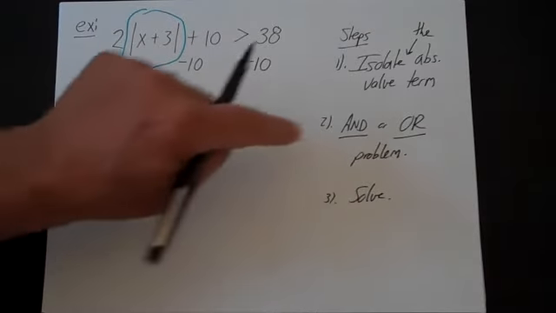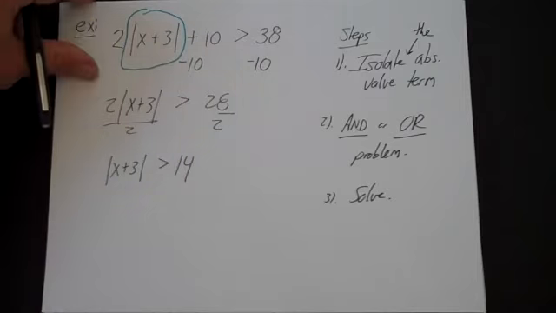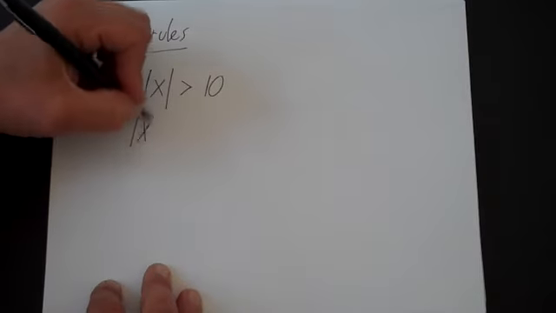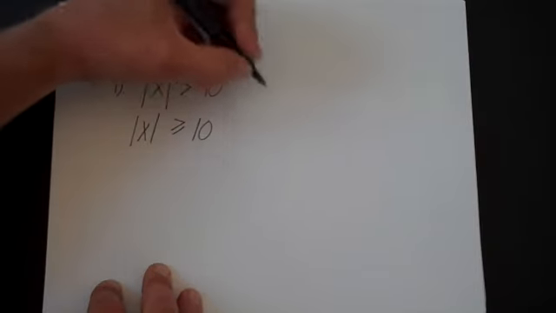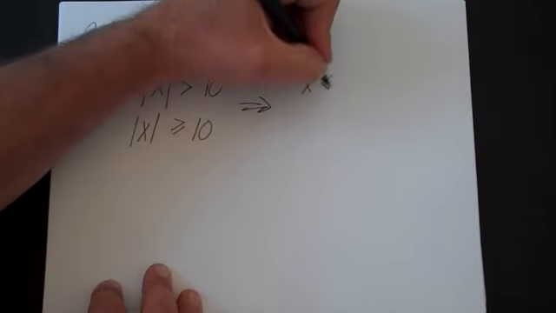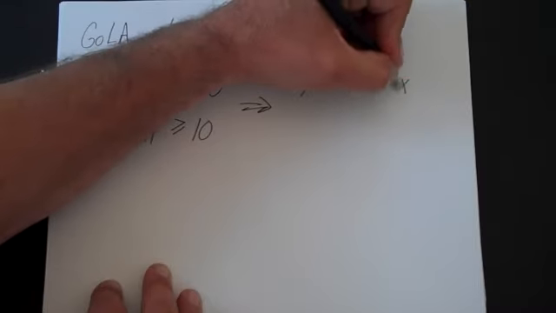Now at this point, we're going to change this into an AND or OR problem. The question is, how do we do that? Well, there's some rules, and I call them the GOLA rules. Here are the GOLA rules. First, if it's absolute value of x greater than a number, it can also be greater or equal to, either way, then this makes this into an OR problem. That means x is less than minus 10 or x is greater than 10.